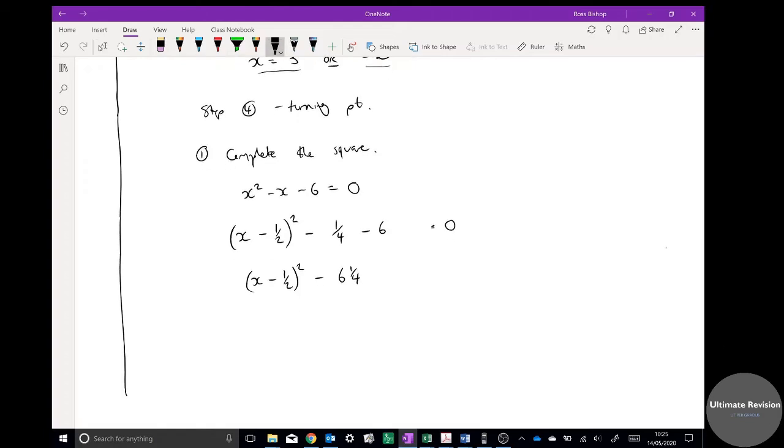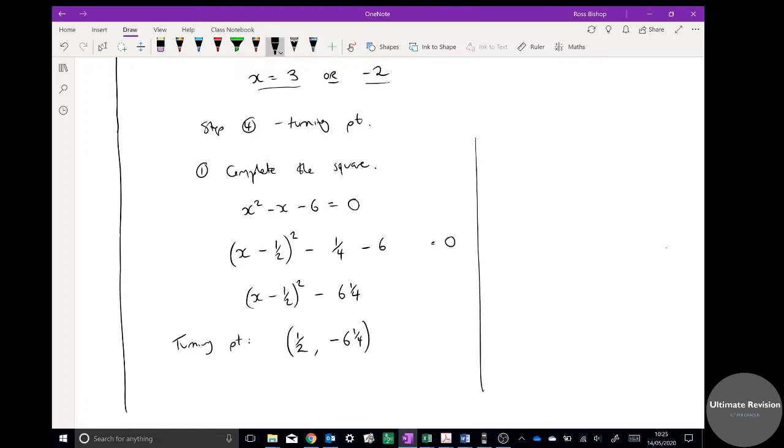Now the turning point, or the minimum point, is simply whatever the value of the x there, it's the negative sign, so it's going to be a half, and the y coordinate minus 6 quarters. Okay, that is the smallest that could be. That's the turning point. The other option is to use symmetry.